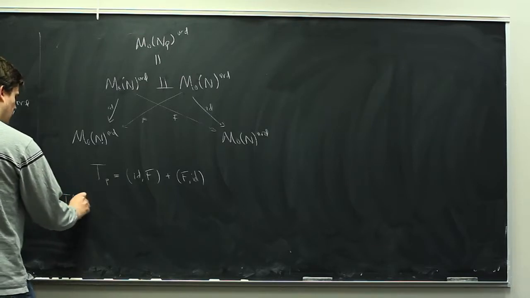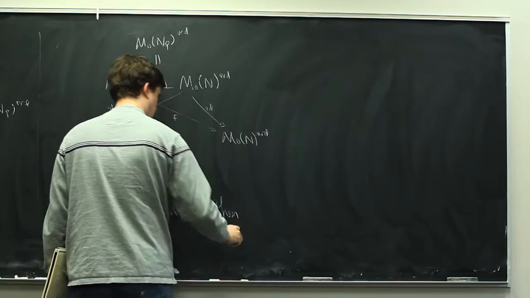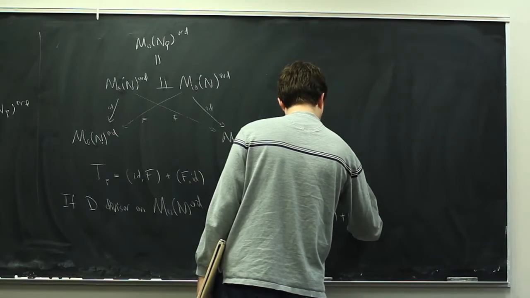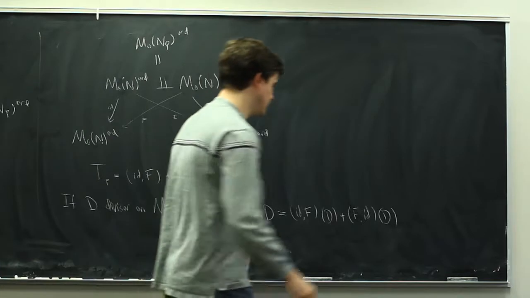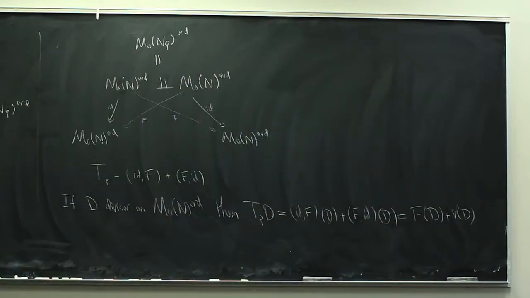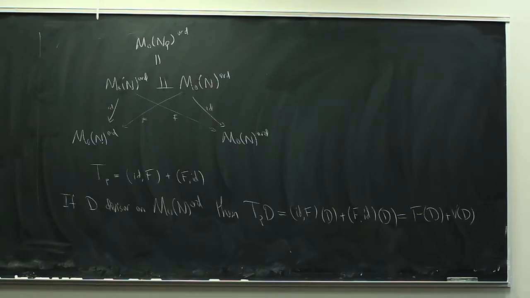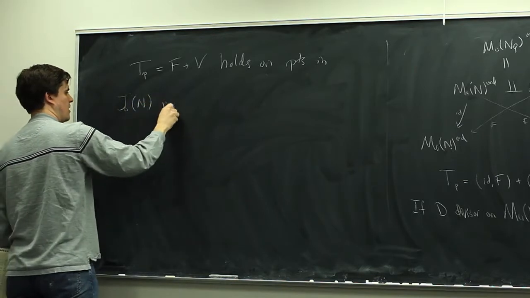So if D is a divisor in the ordinary locus, then TP of D is equal to the action of this correspondence on D plus the action of the other one on D. But these are just Frobenius and Verschiebung. That's how they're defined on divisors by these correspondences. So this shows that TP equals F plus V, this equation holds on points in J0n, which are represented by divisors in the ordinary locus.